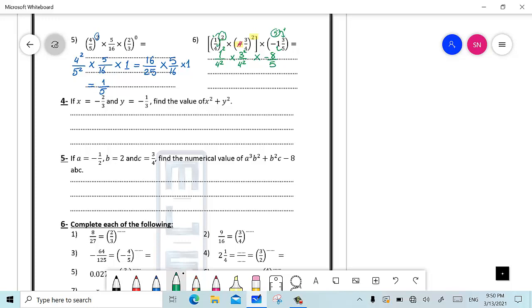1 squared is equal to 1, 4 squared is equal to 16, times 3 squared, which is equal to 9, and 4 squared is equal to 16, times negative 8 over 5, and at the end I will have an answer of negative 9 over 160.